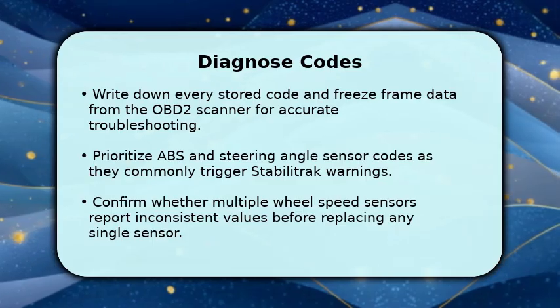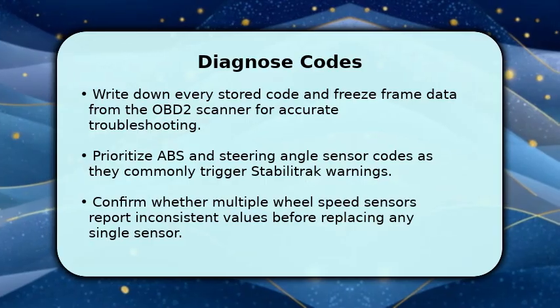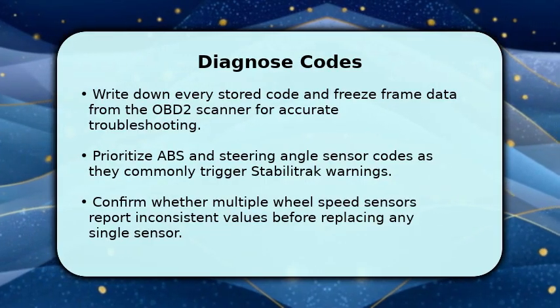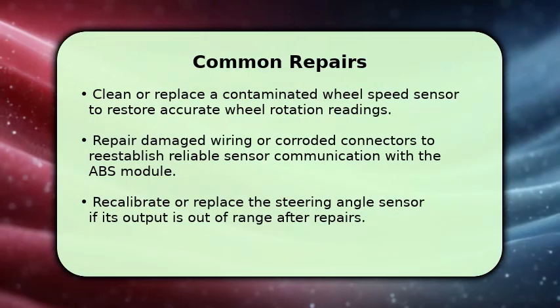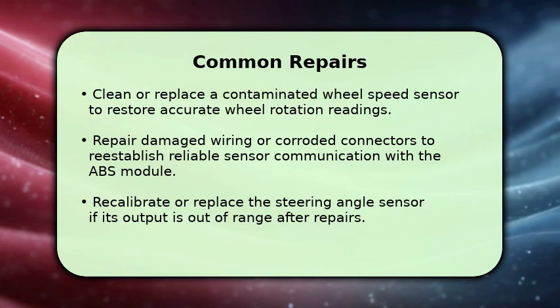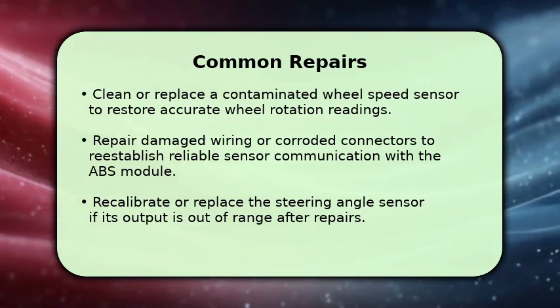If codes point to wiring or connectors, inspect those first since repairs are usually cheaper than sensor replacements. Clear codes only after confirming the fault is fixed. Start with the simplest repairs. Clean sensors and connectors, then recheck codes to see if the warning clears.